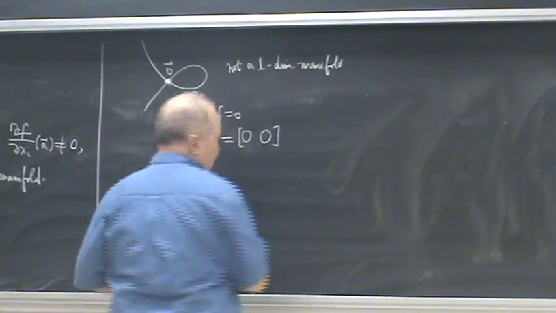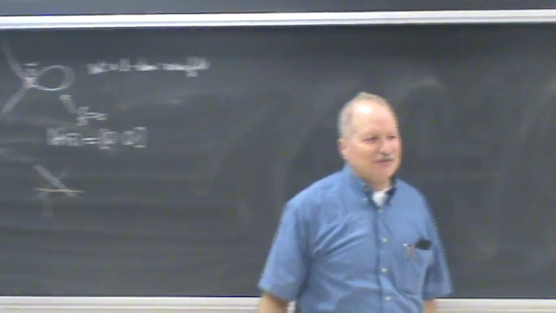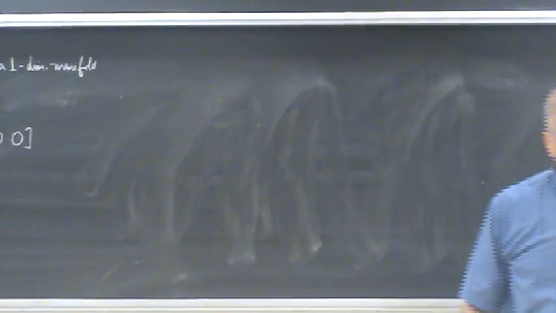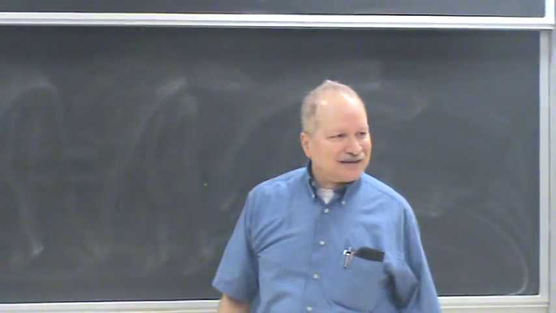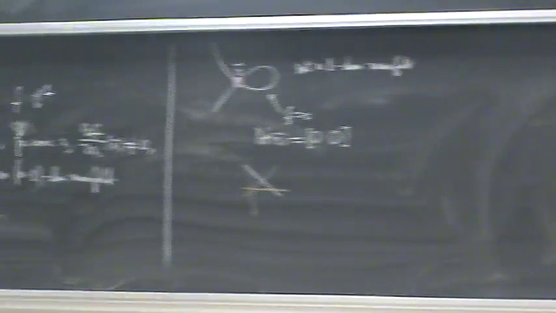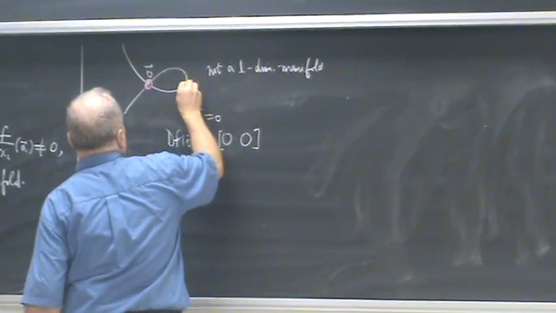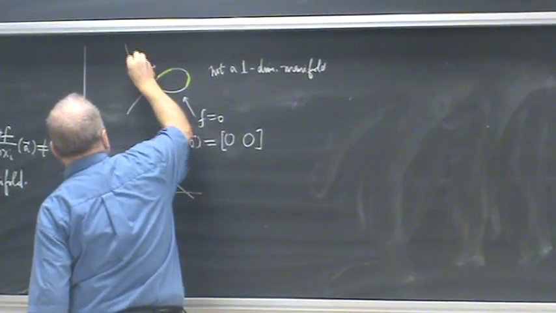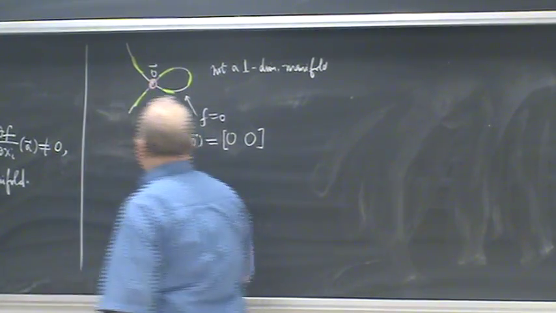But if I came in and surgically removed the origin, what do you think now? It would be. Now it is, right? We took away the one bad point, and at every other point, one or the other of the partials isn't zero, and you can see that it is locally always a graph over one of the axes. Here it's fine, here it's fine, here it's fine, here it's fine. All right.